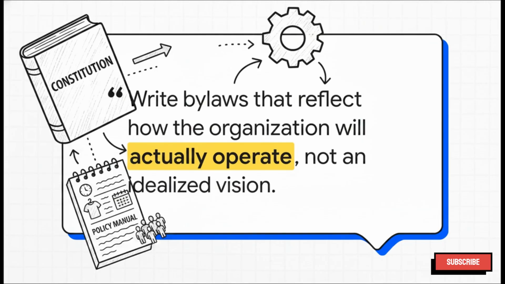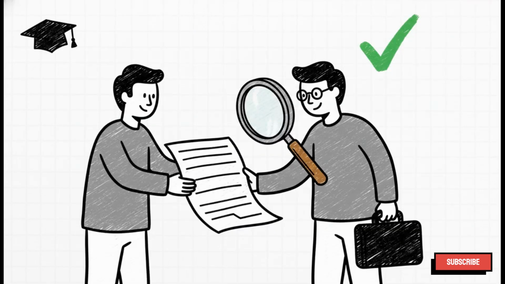Because think about it, if you put daily operations in your bylaws, you are going to have to formally vote and amend your entire constitution every single time you want to change Casual Friday. You don't want that. Keep the bylaws high level and just use a separate, easily changeable policy manual for all the day-to-day stuff.